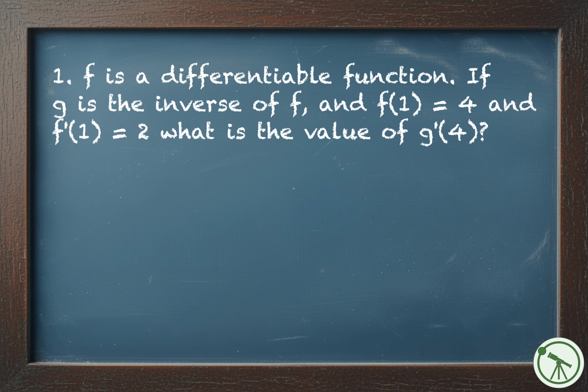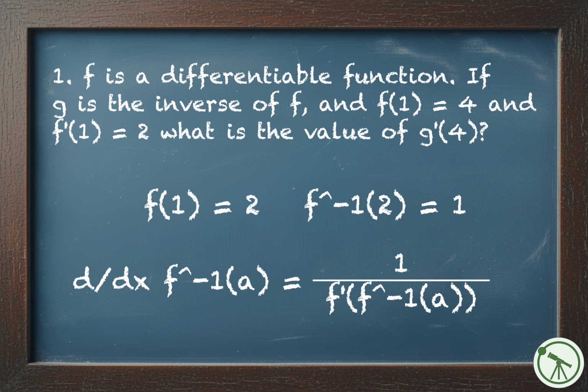Here we have an AP style question that you are likely to see on the exam. F is a differentiable function. If g is the inverse of f and f of 1 equals 4 and f prime of 1 equals 2, what is the value of g prime of 4? So upon reading this, you might think, how on earth am I supposed to find the slope of something that I don't even know the equation to? But we can use the inverse relationships that we've learned to find the answer.